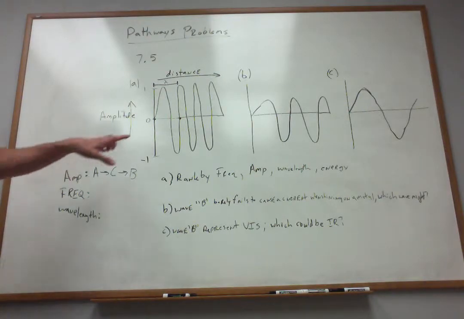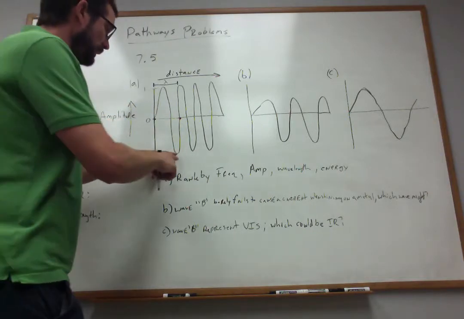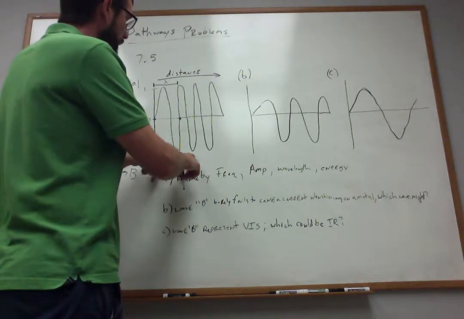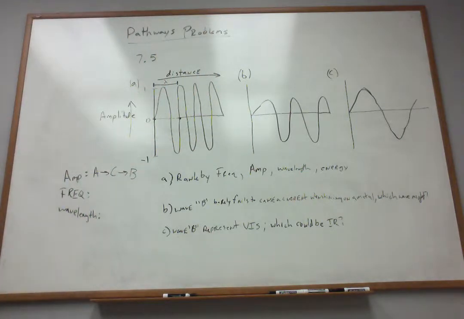So the distance required for one complete oscillation. It doesn't matter if you go from baseline through one complete oscillation to baseline. You can go from bottom to bottom, or from top to top. As long as you make one complete oscillation, you're golden. That's what we're measuring for our wavelength here.